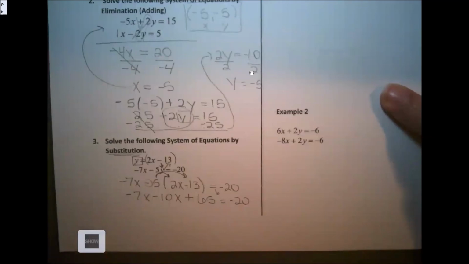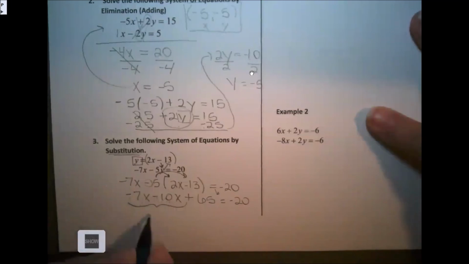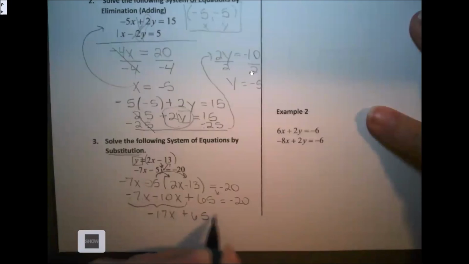The next thing you need to do is combine like terms. Take your terms and combine them. So I've got a -7x and a -10x. Remember, they're both negatives. So if you put it in the calculator, you can put -7x minus 10x, or you can put -7x plus a -10x. Either way, it's going to give you -17x plus 65 equals -20.